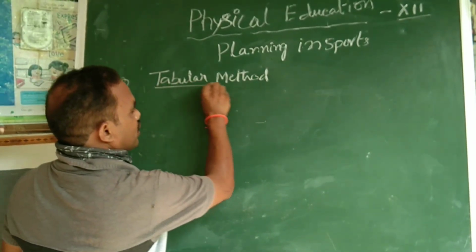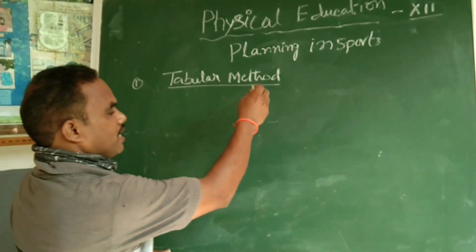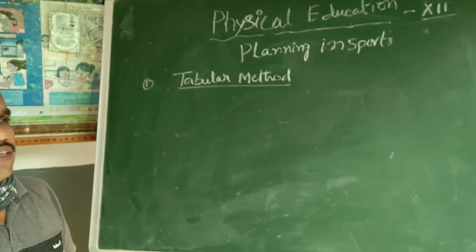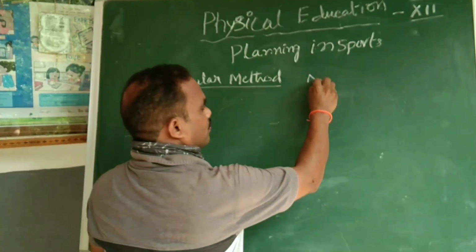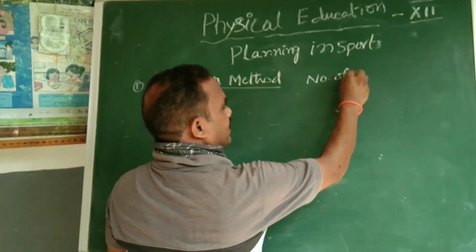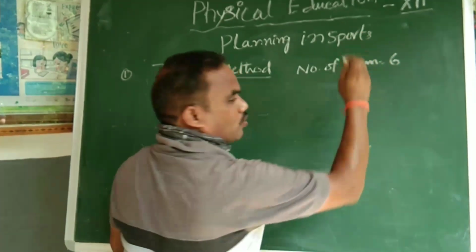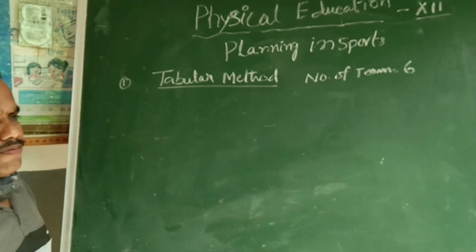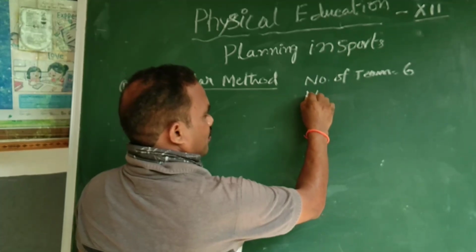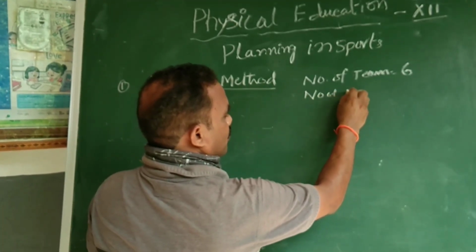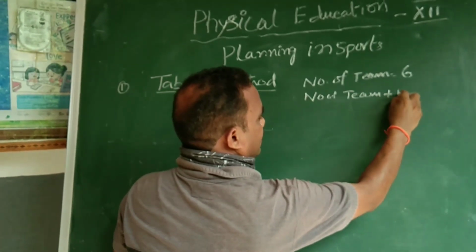Here, in this tabular method, we can take the league tournaments. Let us go for that even numbers tabular method. Even number teams. So number of teams, if it is 6, how to take the tabular method? Number of teams, if this comes, that is number of teams plus 1.